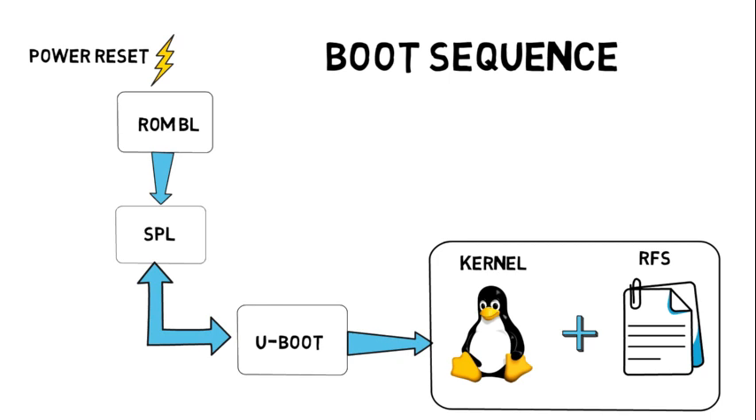To boot the Linux kernel, we need four components: the ROM bootloader, the secondary bootloader, the third stage bootloader or U-Boot, and then the Linux kernel and the root file system. We will look into the functionality of each component in upcoming videos.